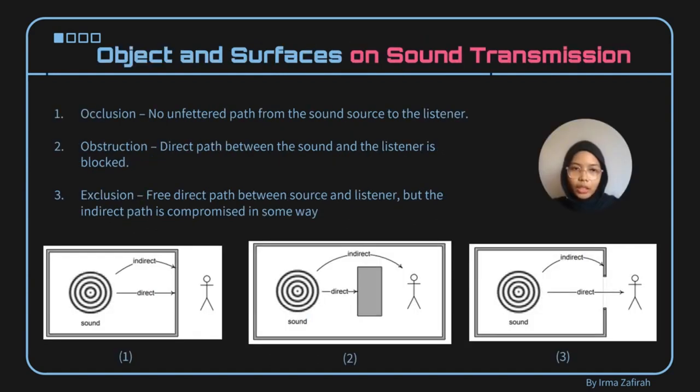There are 3 impacts of objects and surfaces on sound transmission. The first one is occlusion, which is the first picture. This is when there is no path from the sound source to the listener.